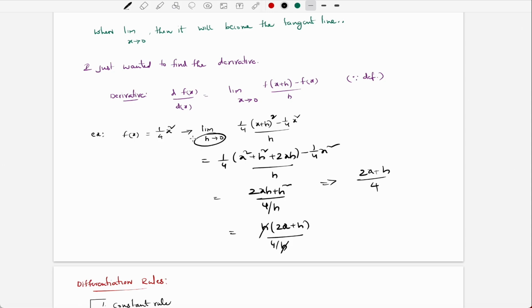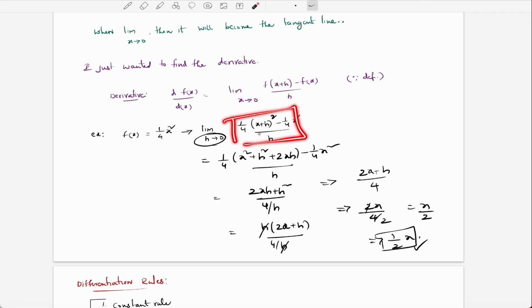Here the h is 0, right? So if h is 0, then it will become 2x by 4, it will become like x by 2, right? So we can write it as 1 by 2x also. This is our derivative of this function. I hope you're getting it.